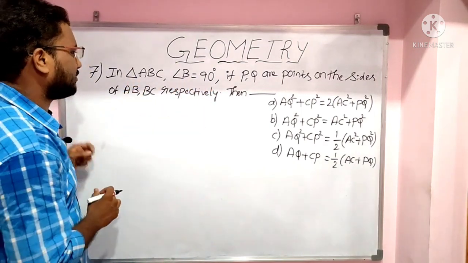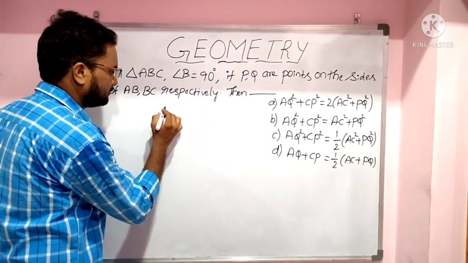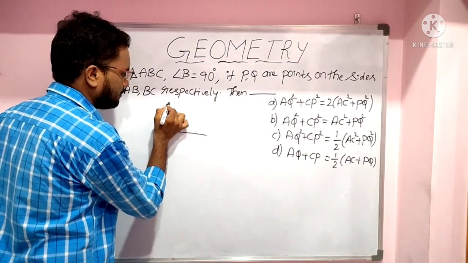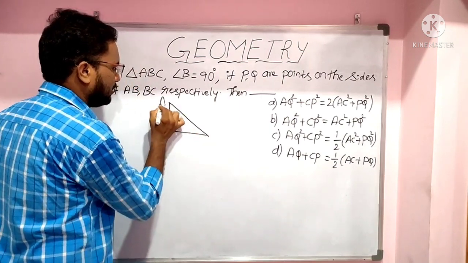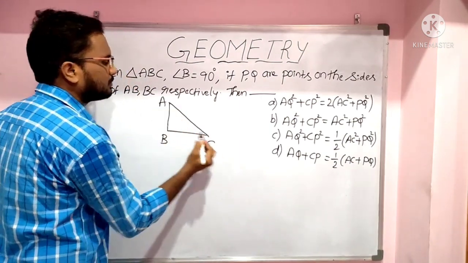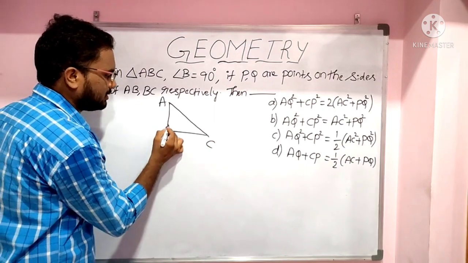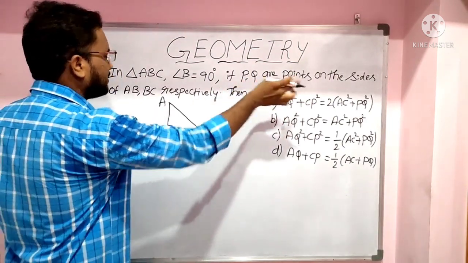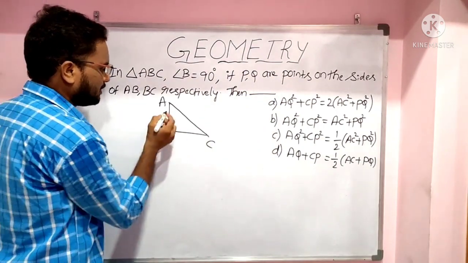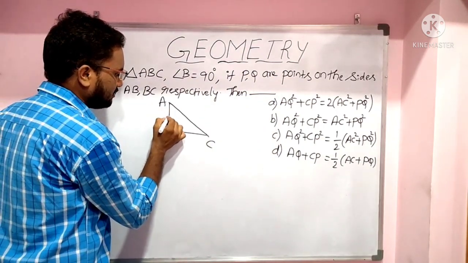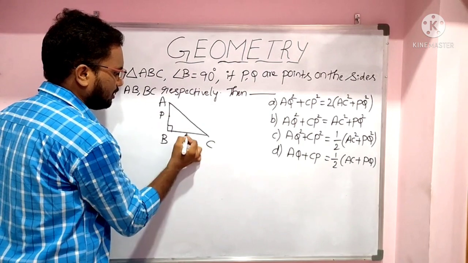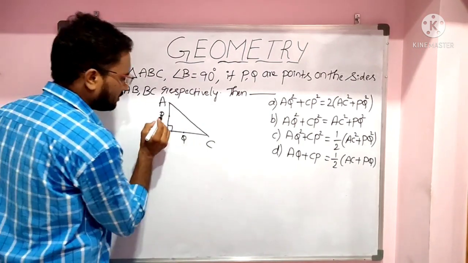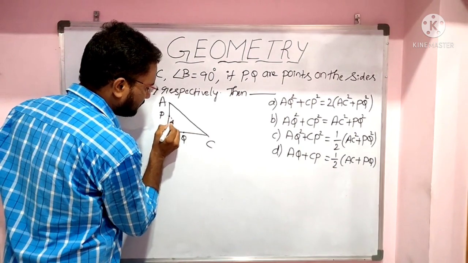Okay, let's take a triangle. This is a right angle triangle. A, B, C. Here angle B is 90 degrees. If P and Q are points on the sides of AB and BC respectively, so P is on AB and Q is on BC. Let's join these 2 points.